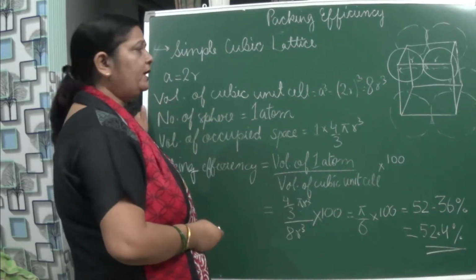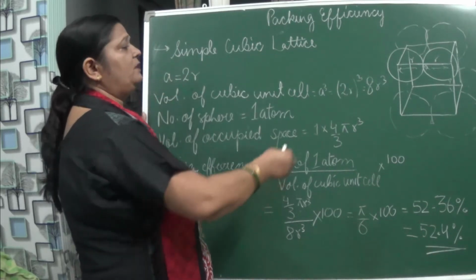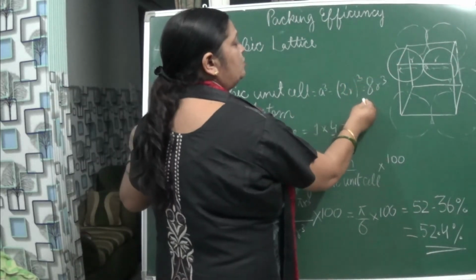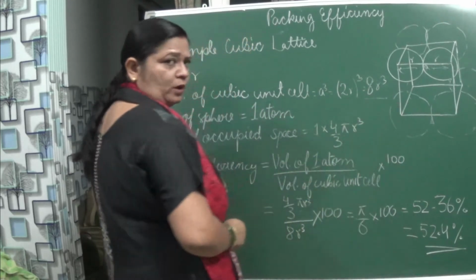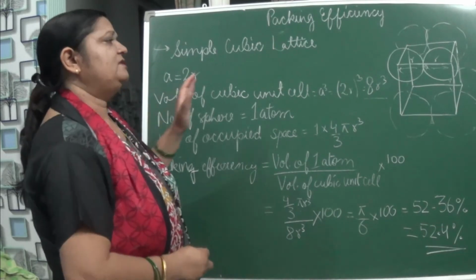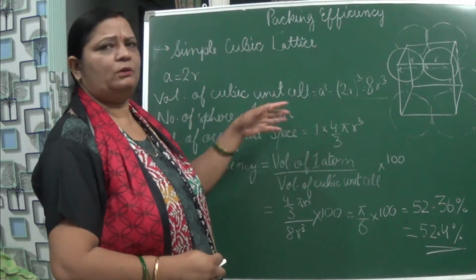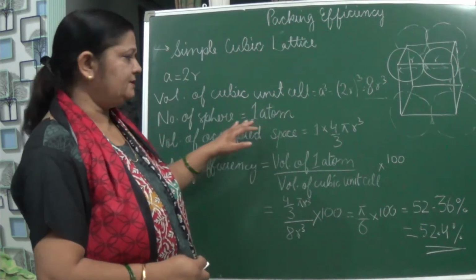Now the volume of a cubic unit cell will be A cube. Since the value of A is equal to 2R, it becomes 2R cube, which is 8R cube. Now, the number of spheres: this is a primitive unit cell only, so how many atoms are there? Only one. We have calculated it earlier, isn't it?